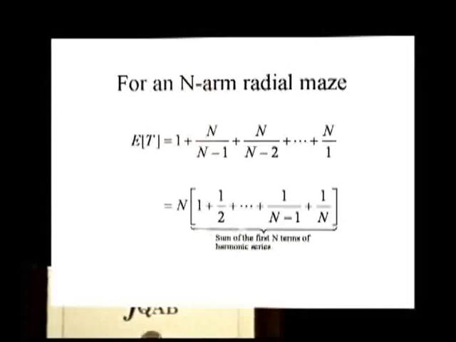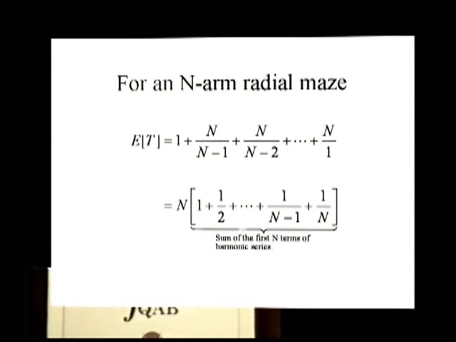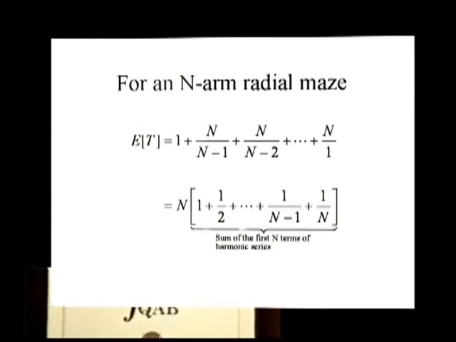Now, it's always nice to try to generalize. Imagine now that you have an n-arm radial arm maze. Maybe it's very big, n arms. Well, the nice thing about having the general solution is that it's the same thing, except that instead of having 8 arms, you have n. Plug in the numbers, and you get this. The expected number is 1 plus n over n minus 1 plus n over n minus 2.